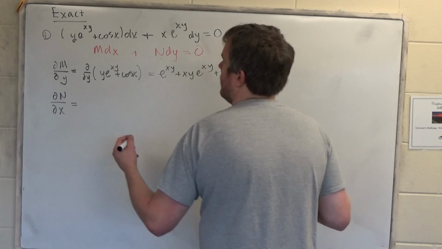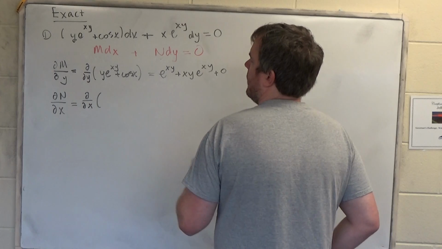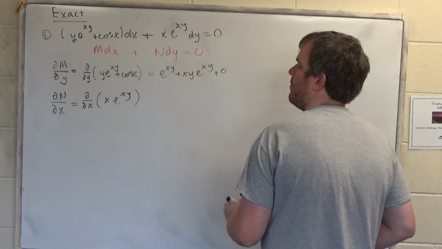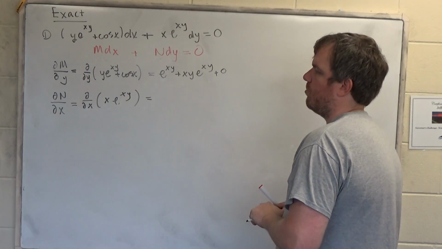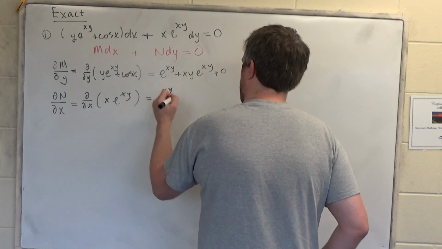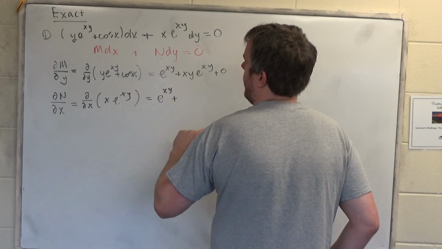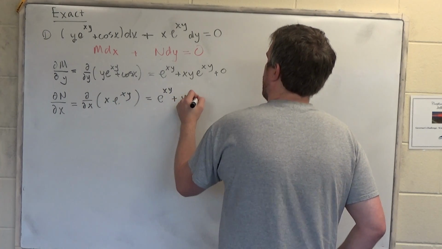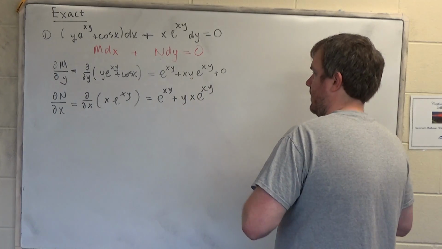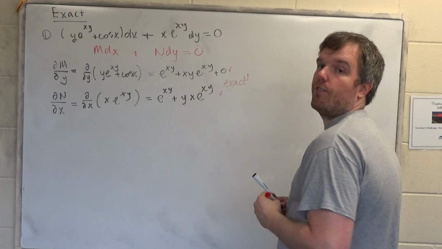Meanwhile, when we check dN/dx, we hold y constant and let x move around, and we're going to do the product rule again. If I take the derivative of x with respect to x, I get 1 times e^(xy). Now if I take the derivative of e^(xy) with respect to x, I get y, and then x e^(xy). But these terms are the same, so it is exact. And we should be excited, because we can actually solve it.